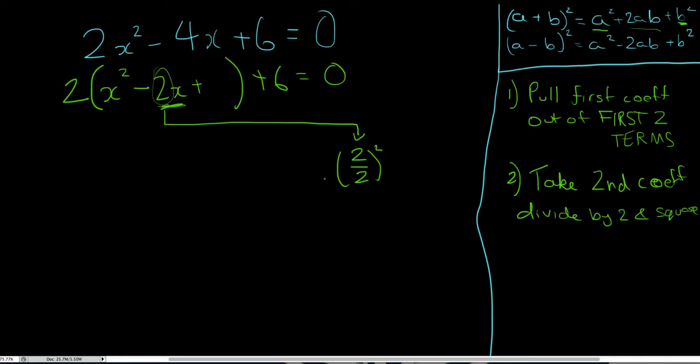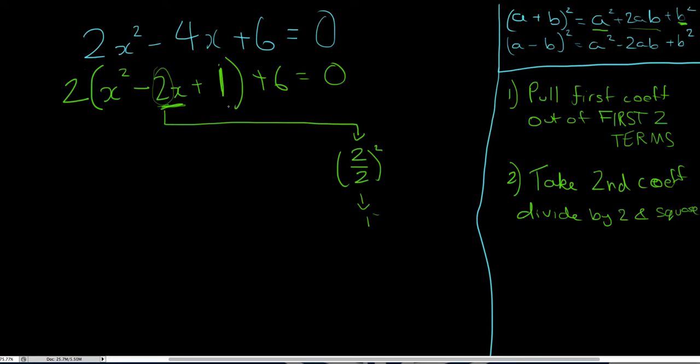Okay? So you've got the 2 divided by 2, and you square this, and the answer is basically just 1 squared, which is 1. So we're going to put 1 over here. Now, we can't just simply add 1 to an equation. We need to balance it out. So we need to add something to this side of the equation as well, to this 0 here.